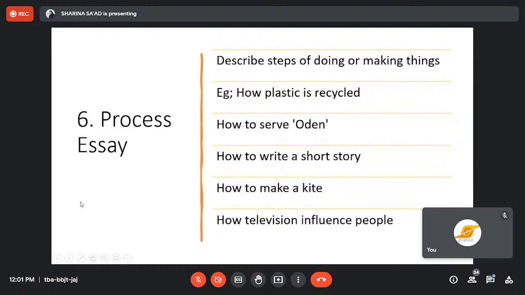But I think process essay is not a favorite question in MUET examination. However, it is good for you to know that there is an essay type which is called a process essay, where you have to explain about how to do something or how to make something, or you have to explain the steps of doing something. Okay, for example, how to serve oden, how to write a short story, how to make a kite, how television influences people. Okay, so this is not a popular type of question in MUET. However, it is good for you to know also, right?